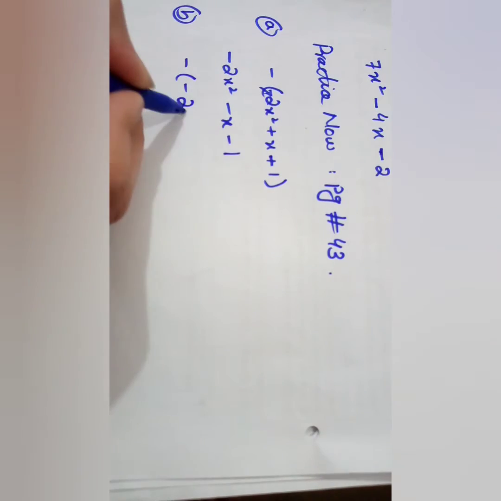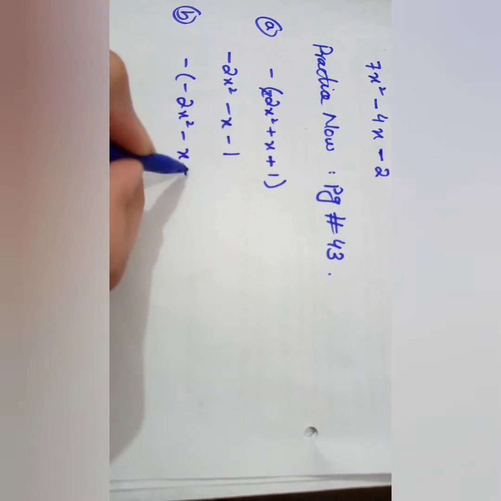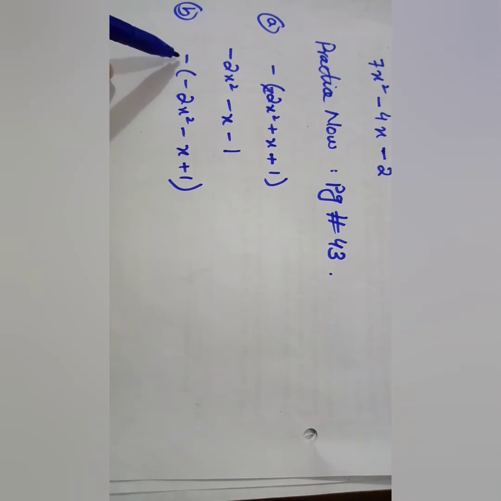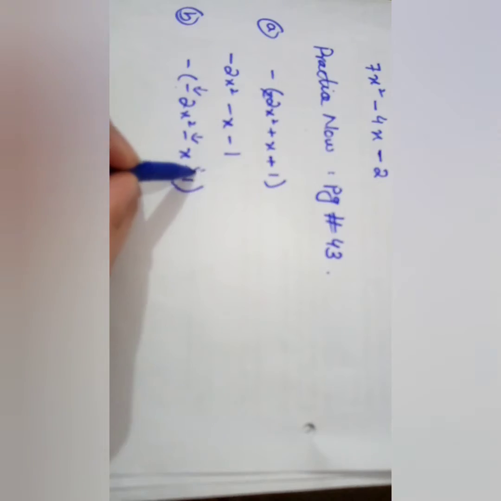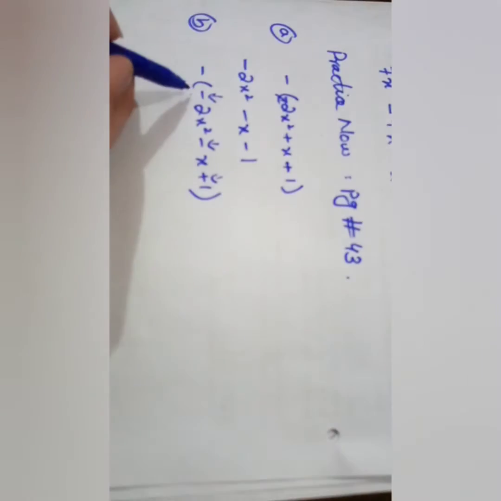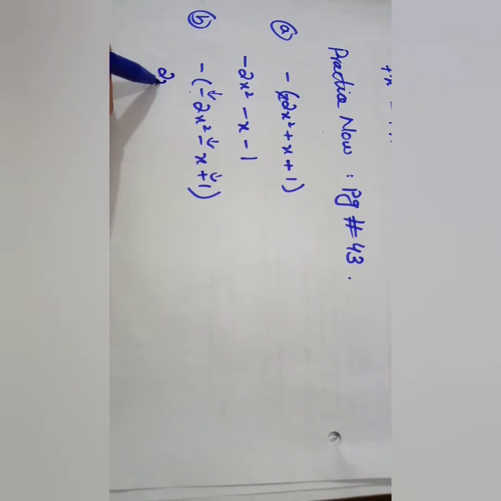Minus 2x square minus x plus 1. Students, we have the same expression with different signs. Now again, there's a minus sign outside the bracket. So all the inner signs will be changed. This sign, this one, and this one. Only the sign will be changed. So this minus 2 will become plus 2.